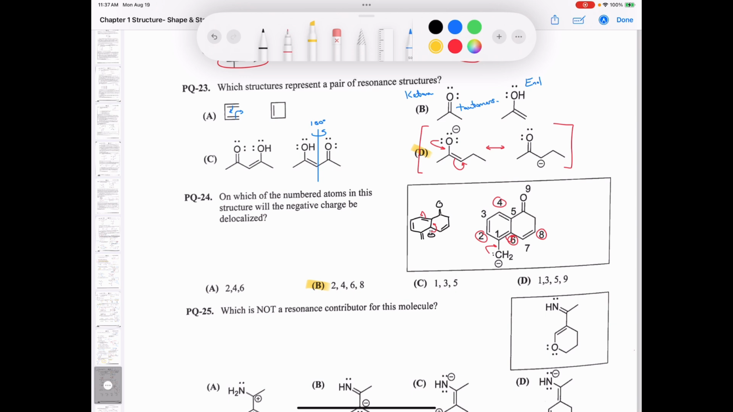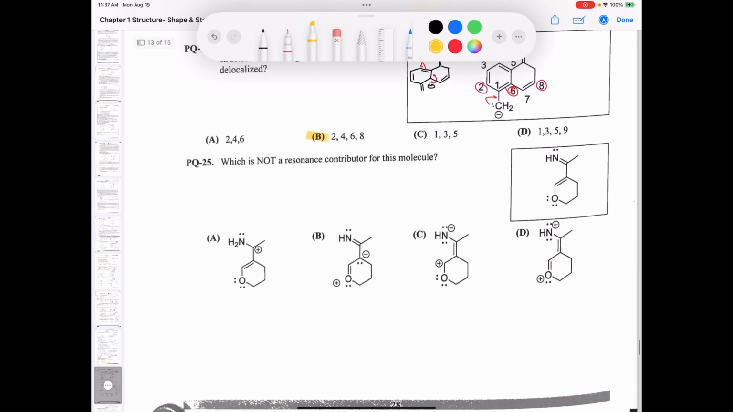Question 25 is another one where you have to be on your toes, but let's take a look at it. It says, which is not a resonance contributor for this molecule? First of all, you notice that this molecule has no charge. There's no cation or anion shown, so no charge. That means if we draw a resonance form and there's a negative charge, there has to be a positive charge to balance it out. If you look at all 3 of these answers, B, C, and D, they all have one positive and one negative, so they all have a 0 charge.